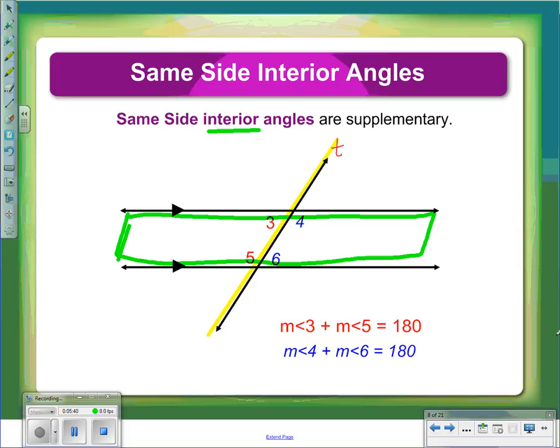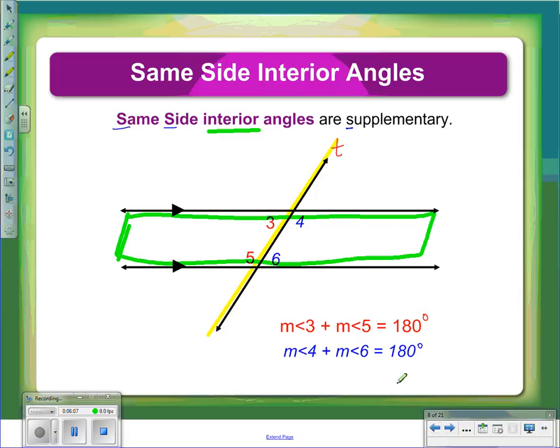So a nice thing to think of is same side supplementary. Have to have the S's to be supplementary. Supplementary means if I add up their measures, measure of angle 3 plus measure of angle 5, they have to be 180 degrees. Angle 4, measure of angle 4, and the measure of angle 6 added together will give me 180 degrees. So again, same side interiors are supplementary.